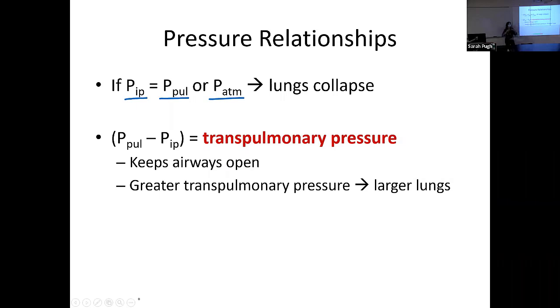So there's always a difference between your lungs and the cavity that they're sitting in. And we call that the transpulmonary pressure. This is going to help to keep your airway open. This is a negative pressure in that cavity that's holding the lungs open. The larger that transpulmonary pressure is, the more negative that pressure in the cavity is, the more suction you have holding your lungs open, and the larger your lungs will be.